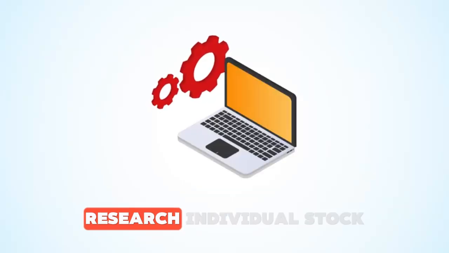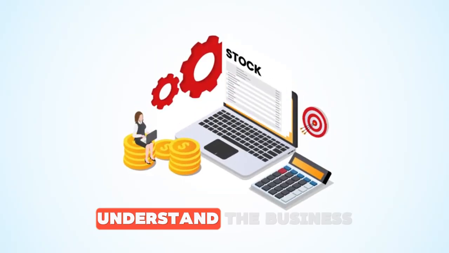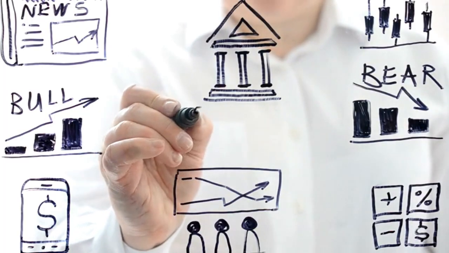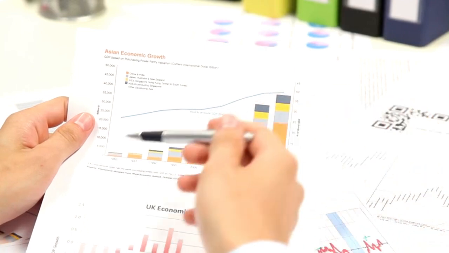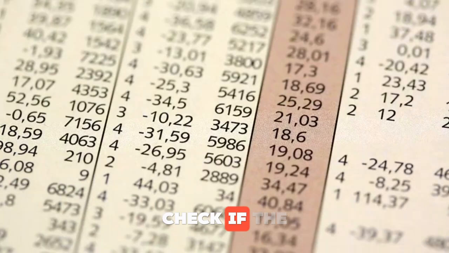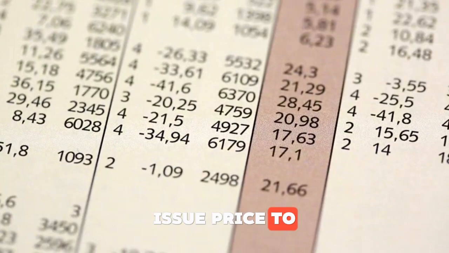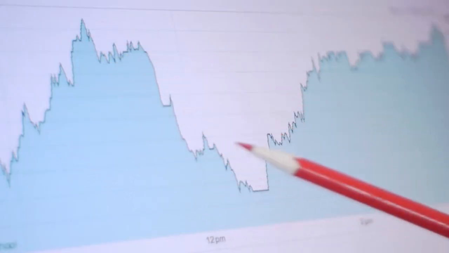6. Research individual stocks. Optional if you want to invest in individual companies. Understand the business. Invest in companies you understand and believe in. Analyze financials. Look at revenue, earnings, debt, and growth potential. Valuation. Check if the stock is fairly priced using metrics like the P/E ratio, price to earnings. Long-term focus. Avoid chasing short-term trends or hot tips.